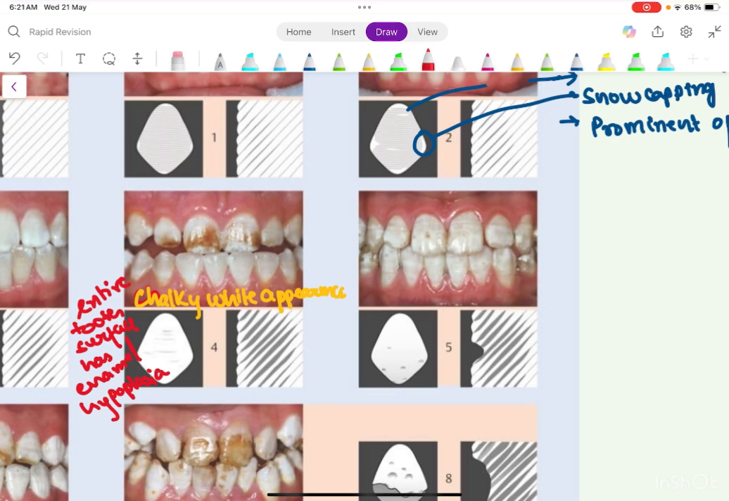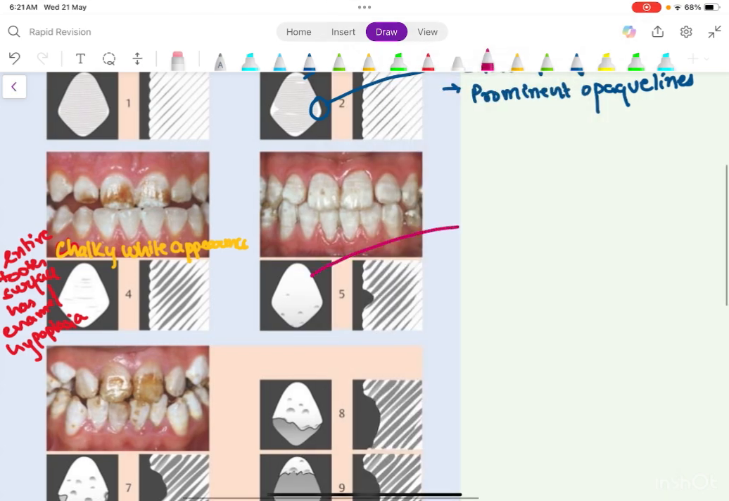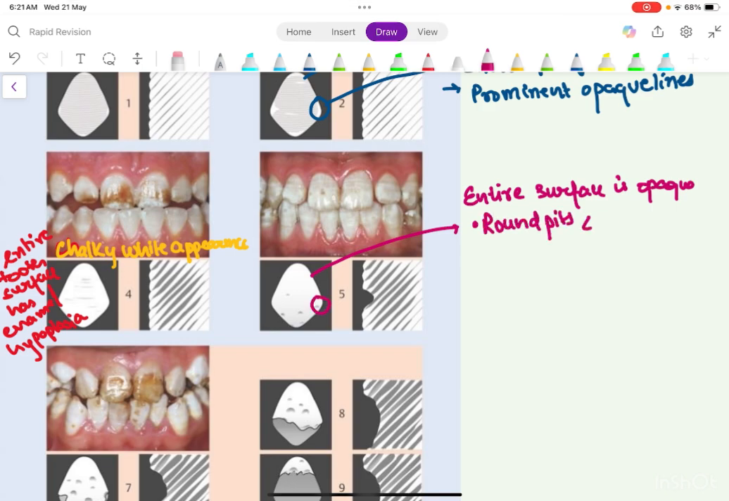Now in this, what you see is that the entire surface is opaque, right? So the entire surface is opaque, and there are round pits, these ones, and they are less than 2 mm in diameter.